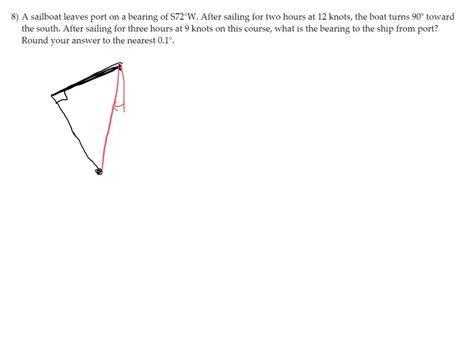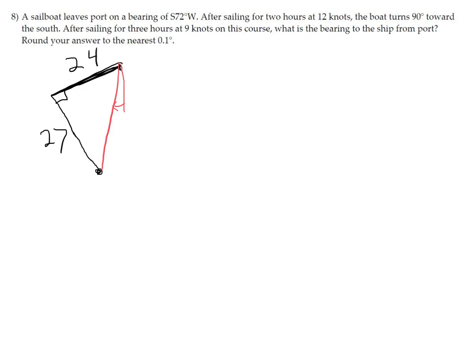Now, 2 hours at 12 knots, that would be distance 24, 2 times 12. 3 hours at 9 knots, 3 times 9 is 27. So this picture actually looks pretty close. Now we've got our right angle and we need to figure out the south 72 degrees west.